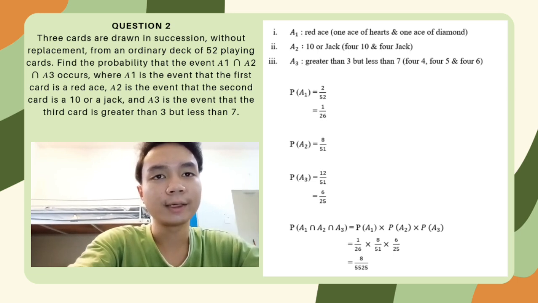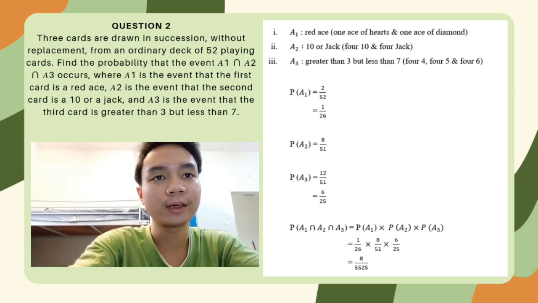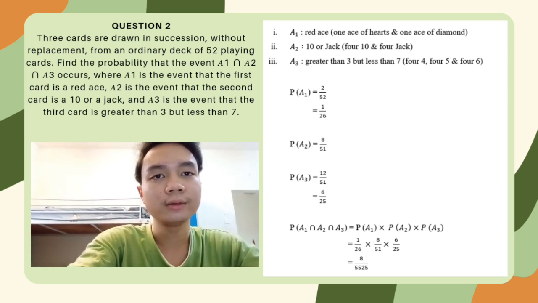The solution: A1, we got red ace. Red ace contains 1 ace of heart and 1 ace of diamond. A2, 10 or jack. There we got 4 tens and 4 jacks. And A3 is greater than 3 but less than 7. We got 4 fours, 4 fives and 4 sixes.